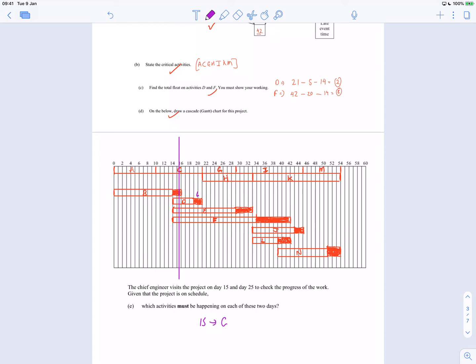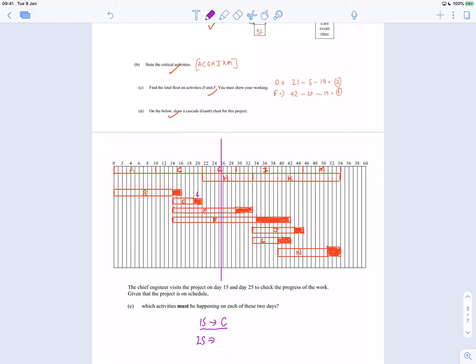So actually D might be starting on day 16, and E and F have massive slacks, they could have been delayed massively, so that's fine. So on day 15, C has to be happening. On day 25, if I move this to day 25, so that's all the way over here, it looks like G and H are happening, and there's no way to avoid it.